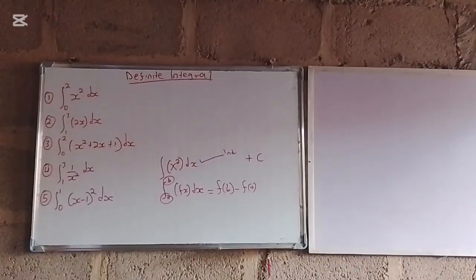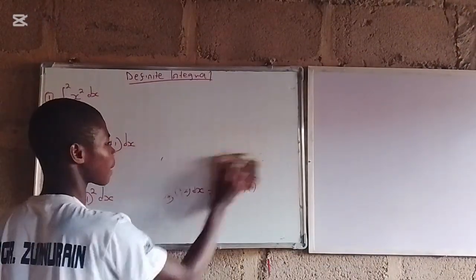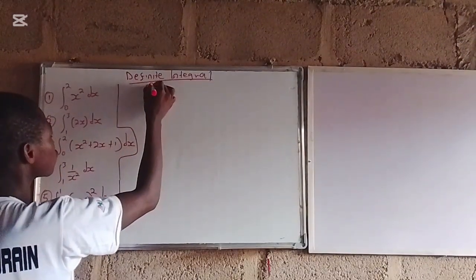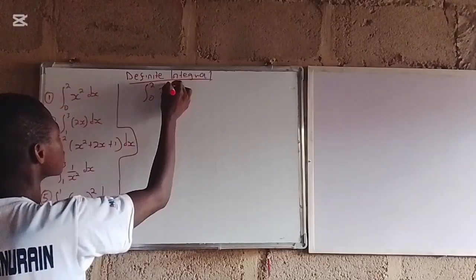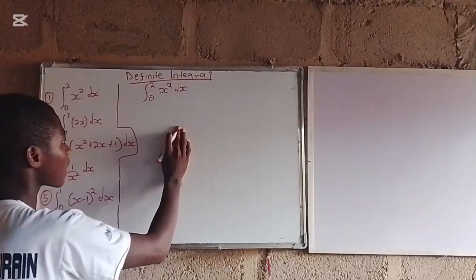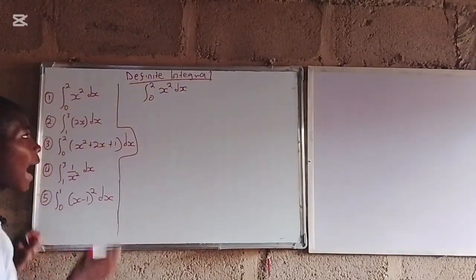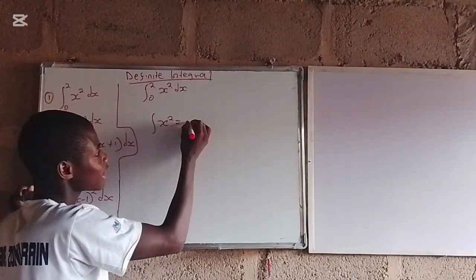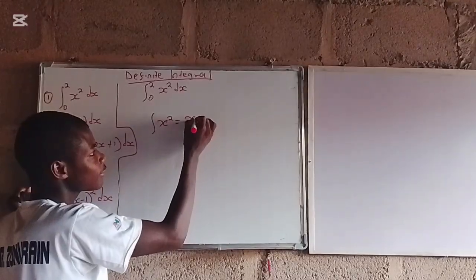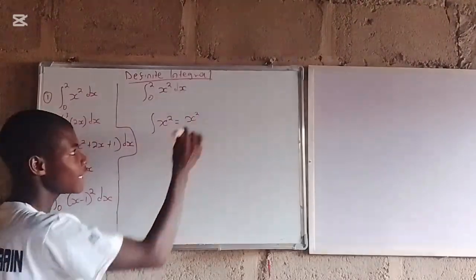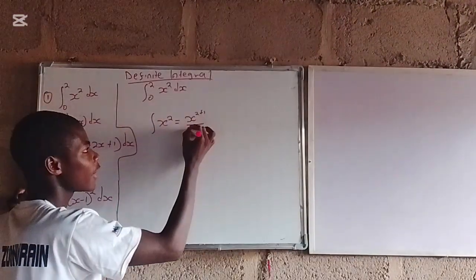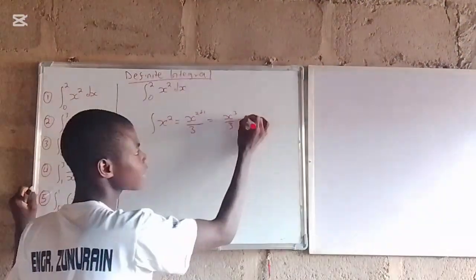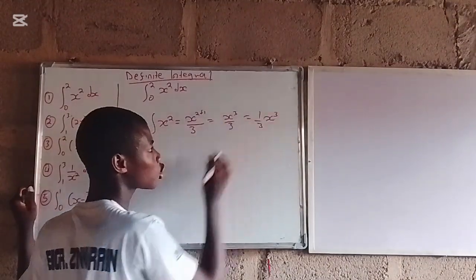So let's see how to solve these examples. Let's take a look at the first question. It says integral from 0 to 2 of x squared dx. How can I integrate this? I have to first integrate x squared. Integrating x squared means I keep my function as it is, add 1 to the power, and divide by the whole new power, which is 3. So this is the same thing as x cubed over 3, or 1 over 3 x cubed.